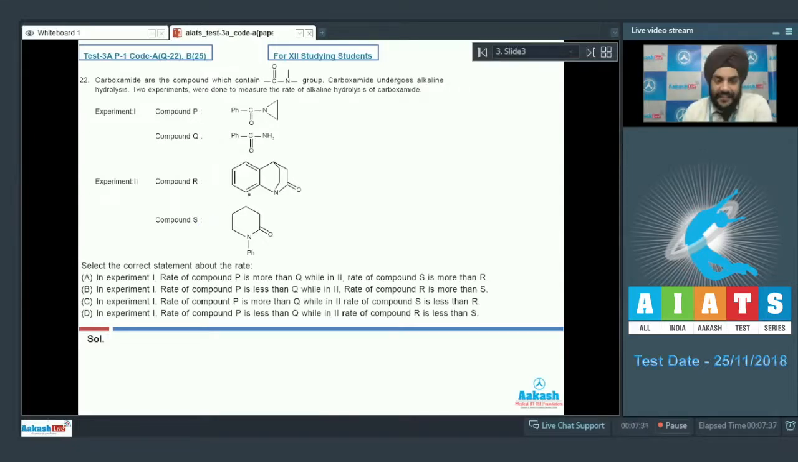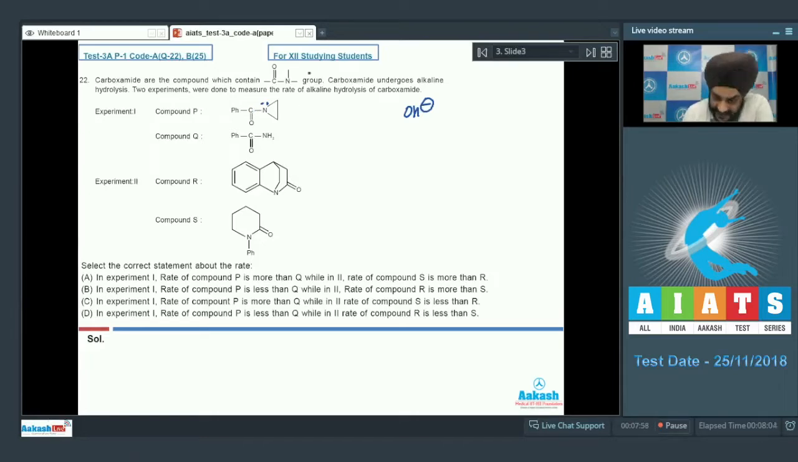So students, we know that during the hydrolysis, the attack of OH minus ions takes place at the carbonyl carbon. So greater the electrophilic nature of the carbonyl carbon, greater will be the rate of the reaction. The lone pairs of nitrogen appear to be conjugated with the carbonyl group present.